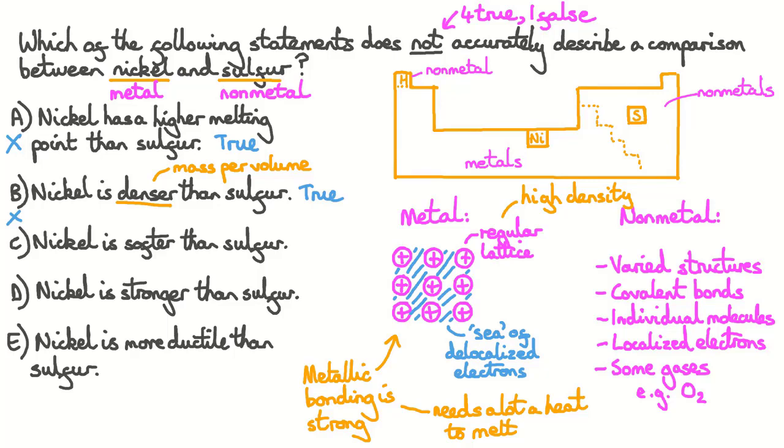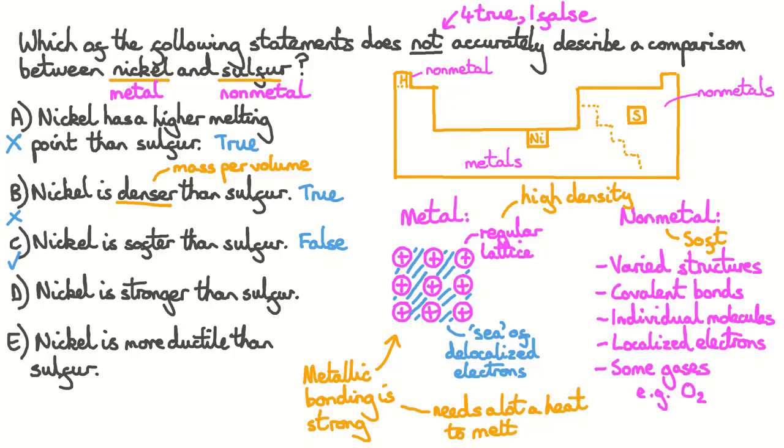Statement C says that nickel is softer than sulfur. We've already seen that the metallic bonding in nickel is very strong, while the bonding in nonmetals is much weaker. This makes many nonmetals very soft. So the statement that nickel, a metal, is softer than sulfur, a nonmetal, is false. So this is a correct answer, but let's check the last two statements just to be safe.